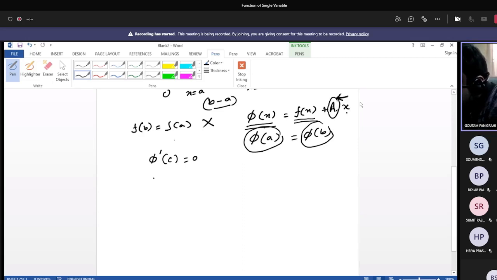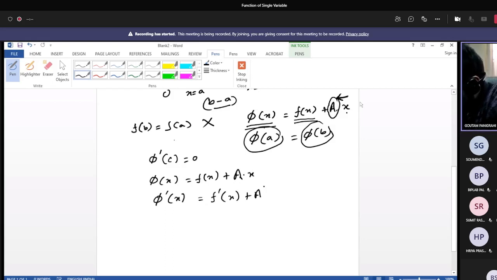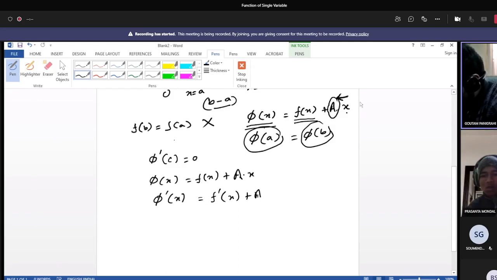Now already you have assumed that phi(x) is f(x) plus capital A into x. Now if you write phi'(x) equals f'(x) plus capital A, as the derivative of a constant times x is 1, so only capital A.